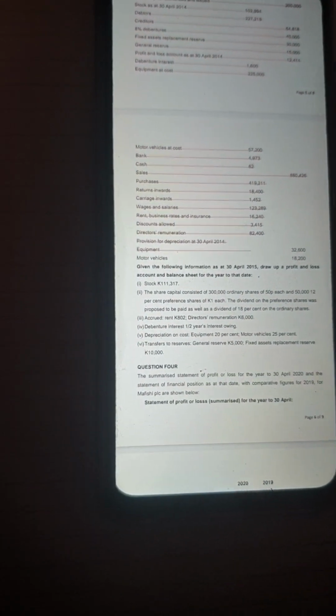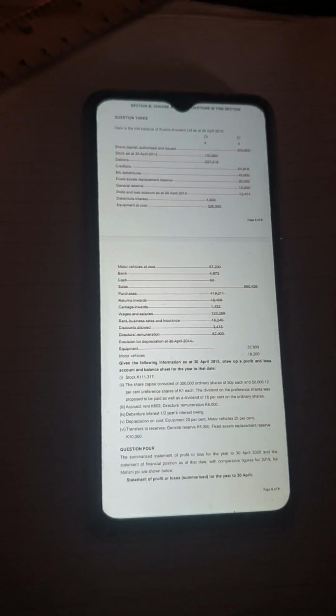I think this is where we need particular attention. On dividends, if you read through the question, they're saying the share capital consisted of 300 ordinary shares of 50 per share each, and 50,000 12% preference shares of 1 each. The dividend on the preference shares was proposed to be paid, as well as a dividend of 18% on the ordinary shares.